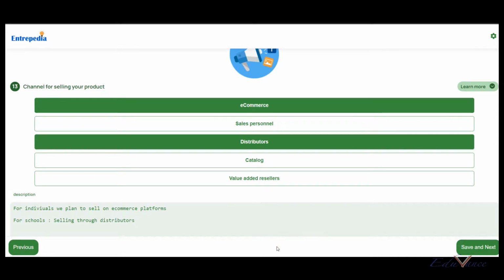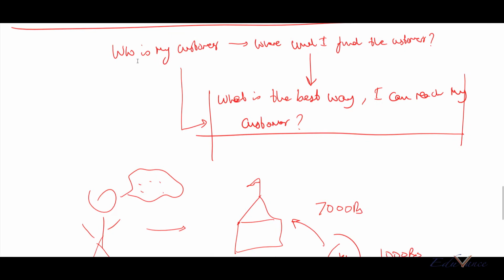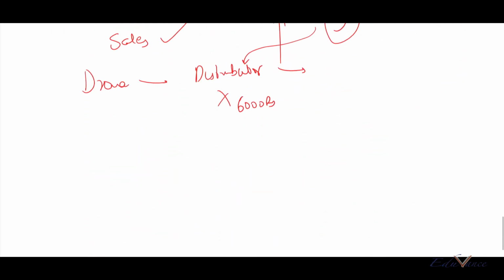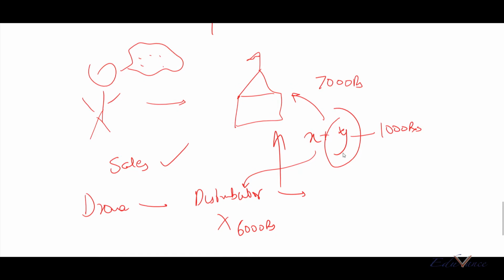Essentially in this lecture, what we have seen is first identify who's your customer. And based on that, you ask the question, what is the best way I can reach my customer? Then we saw that for a drone, most of your customers individually, you'll find them on e-commerce platforms like Amazon and Flipkart. So we took the e-commerce option. And then we looked at the option of selling directly to schools, where you have either an option of hiring a sales personnel or going through a distributor. So in this lecture, we looked at the concept of how to sell your drone product to the market.